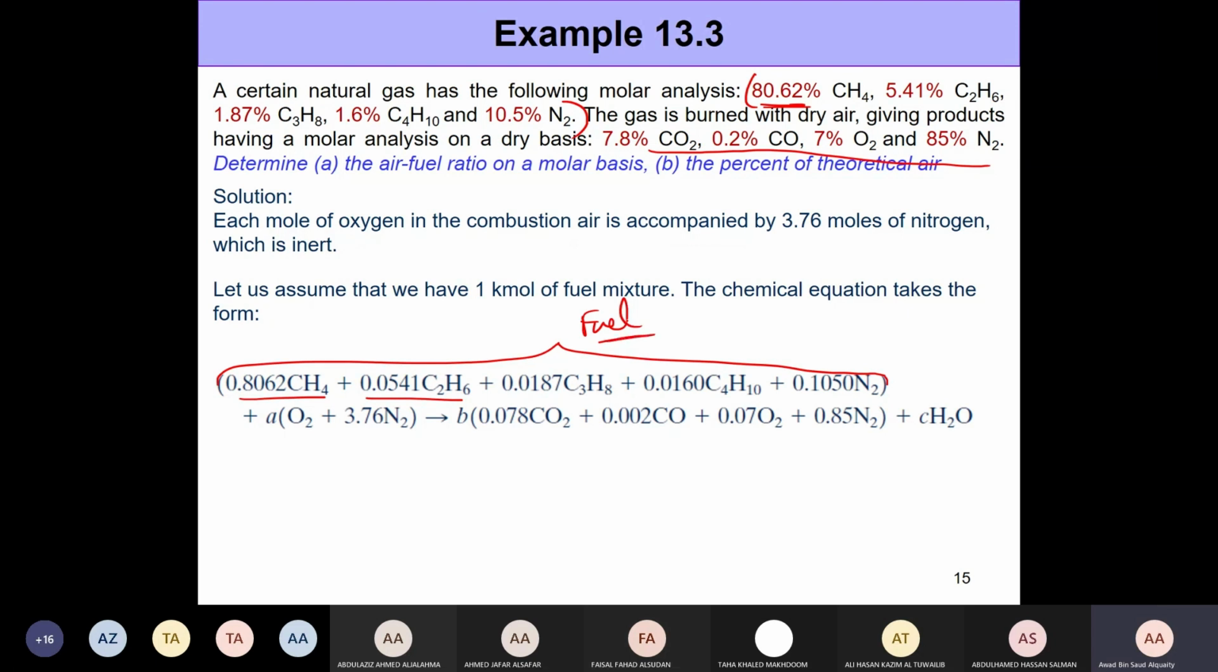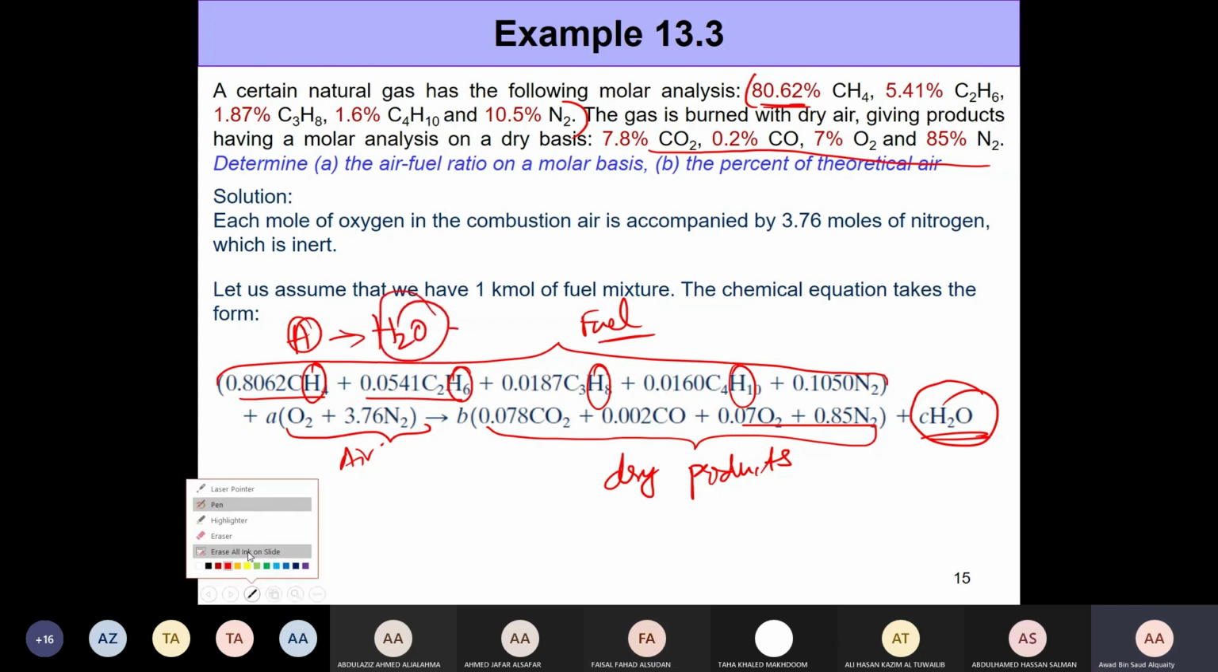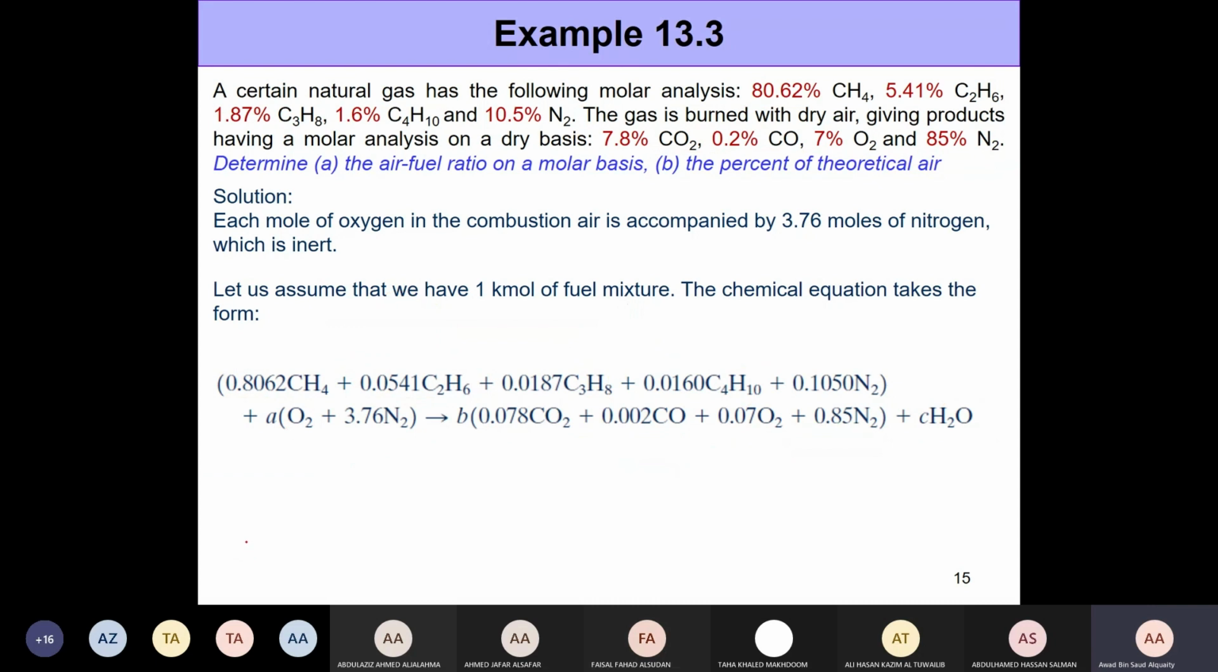So when you're writing the equation, we need fuel plus air. Okay, so A times air. This part is air, and this is giving rise to B times the dry products, whose analysis we have been provided, plus water. You should never miss water here. Whenever you have hydrogen in the fuel, such as here, in each of these we have a hydrogen atom in there, you will surely form water. Okay, it will not show up in the dry product analysis though. So this is what we have here.